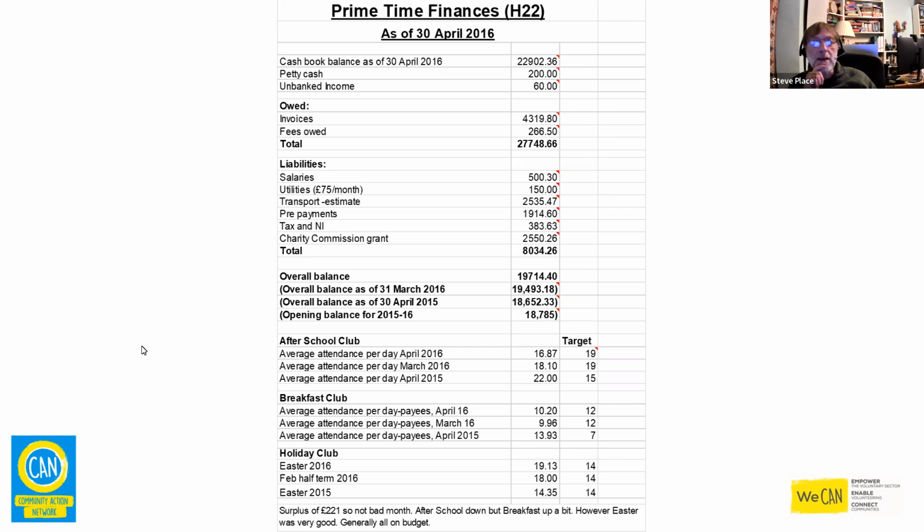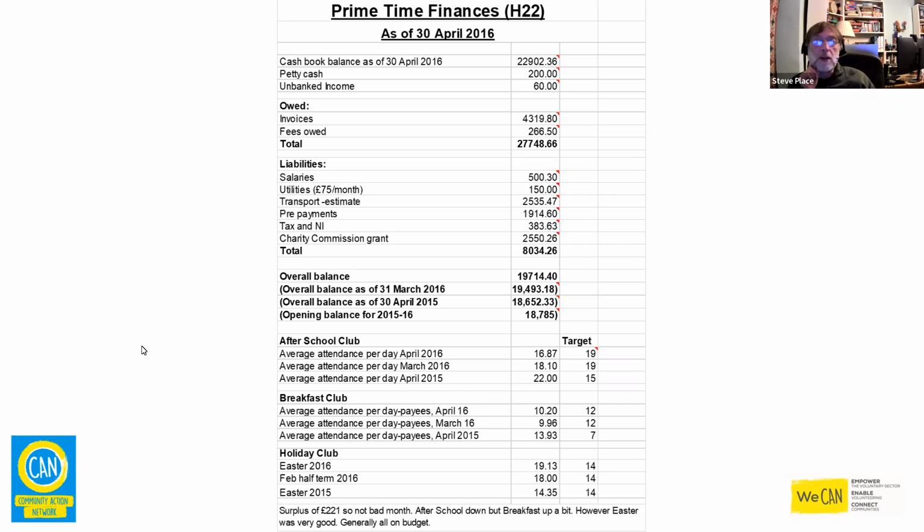And then we always invoice in arrears. So at the point of time of the 30th of April, there was £4,319.80p in invoices for childcare in April. There were some obviously late payers from previous months of 266. So the total there of 27,748.66 is our total cash assets.